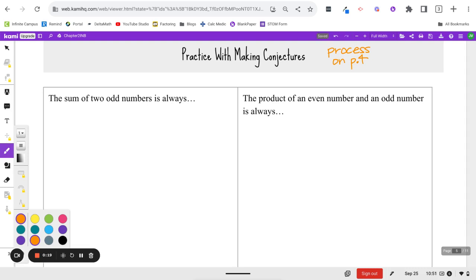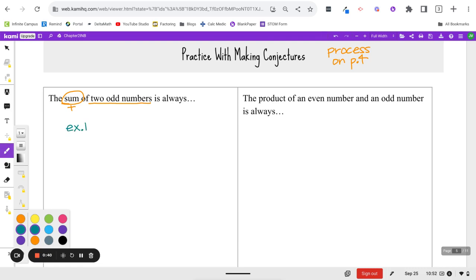So if we think of this as the first question, it says the sum, so sum means add, of two odd numbers is always what? We got to finish that conjecture. Okay, and so according to our notes on page 4, our process is come up with 5 examples.